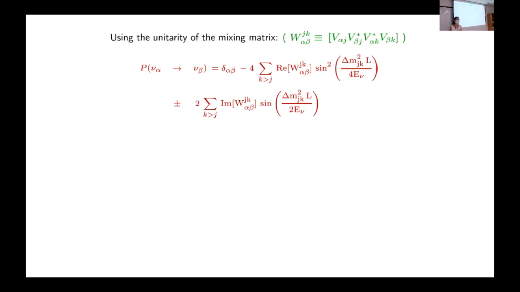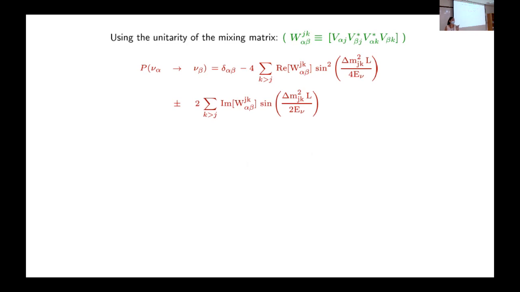You know that if I have three families, the unitary matrix connecting the mass eigenstates to the flavor eigenstates has nine parameters, since an n times n matrix has n squared parameters. Out of these nine parameters, three are angles and six are phases. However, not all these phases are physical. You can redefine your fields to remove all the unphysical phases.